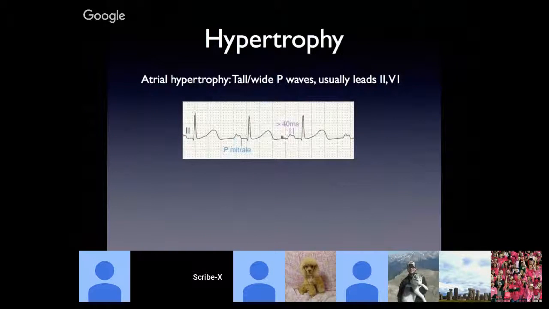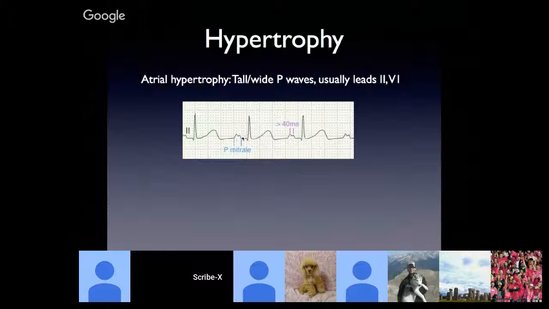Atrial hypertrophy is, you can imagine, the atria contracting, resulting in a P wave. If the atria are big, they give you a big P wave, right? So this person has big P waves for whatever reason. If it's larger than, let's see, 2 little boxes, that constitutes P wave hypertrophy. So bigger than 40 milliseconds.